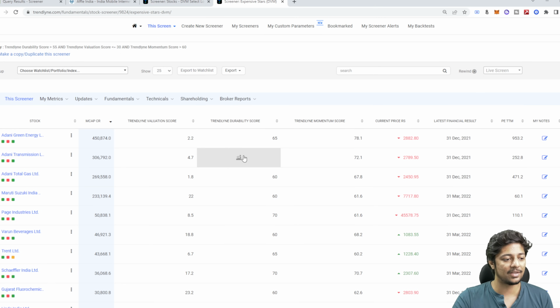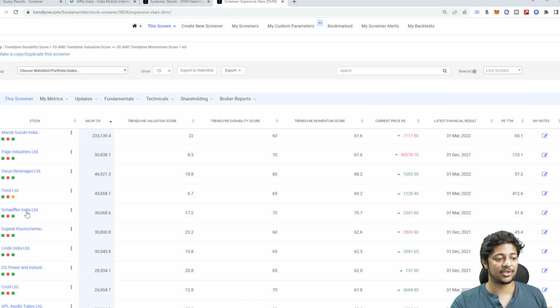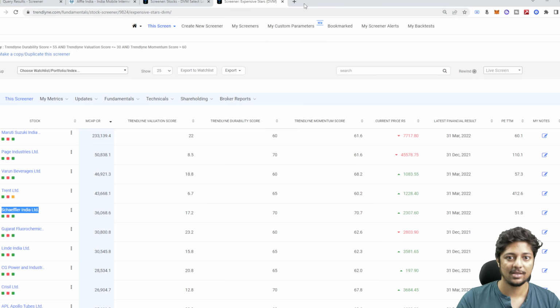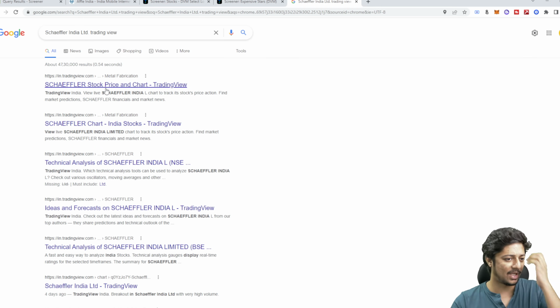You just click on this and you'll see Adani Green. Obviously, all the Adani stocks are here. Page Industries, Sheffer India. By the way, Sheffer India, see, a new stock that we have not heard of. But if you look at Sheffer India, it's doing really well. Why do I say that? Let me show you. Because I saw this coming in one of my screens. And I'll tell you why it's doing that.